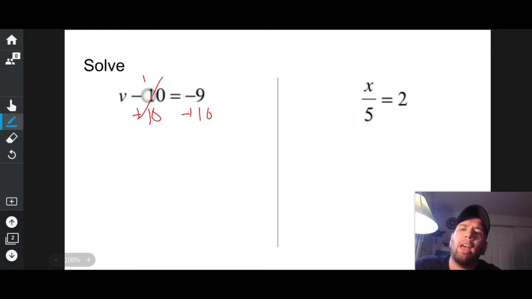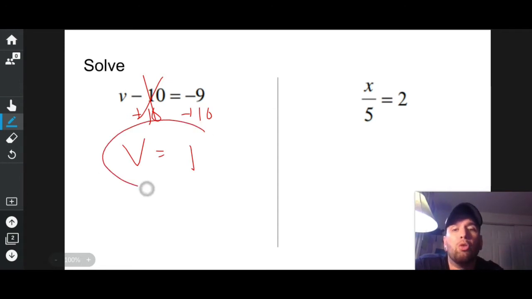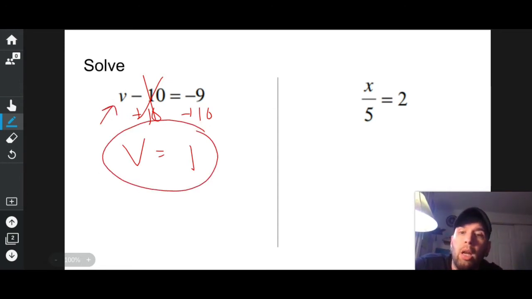So let's cross that out. V equals negative 9 plus 10 is 1. V equals 1. That makes sense because if I were to replace v up here with 1, it would say 1 minus 10 is negative 9, and that's also a true statement.